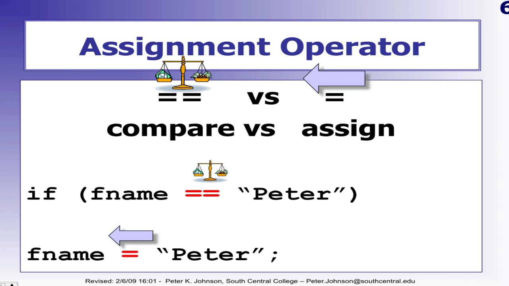Now, if we go back up and if we said if fname equals Peter, what's going to happen? JavaScript's going to say, oh, that's the assignment operator, and it's going to take the value of Peter, put it in fname, and it's always going to be true. So you'll never have a true false, you'll never be able to make a decision. It'll be true forever. So you have to remember when you're making a decision, you're going to use the equal equal or equality operator. And when you want to assign something, then you're going to use the single equal sign or the assignment operator.